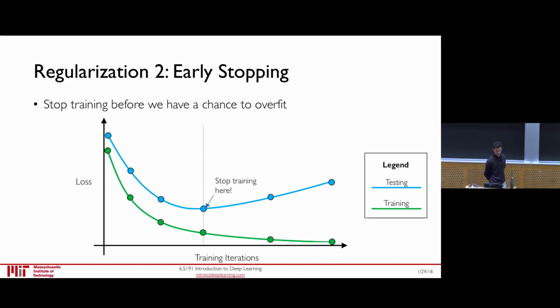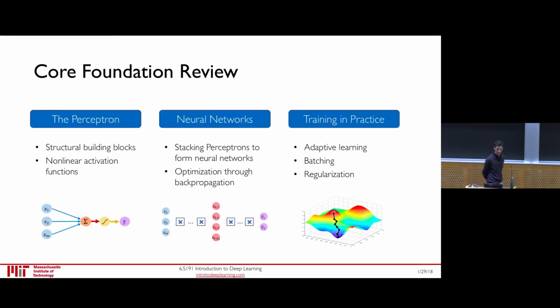This is the point where you need to stop training, because after this point, you are overfitting, and your model is no longer performing well on unseen data. If you stop before that point, you're actually underfitting, and you're not utilizing the full potential, the full capacity of your network.